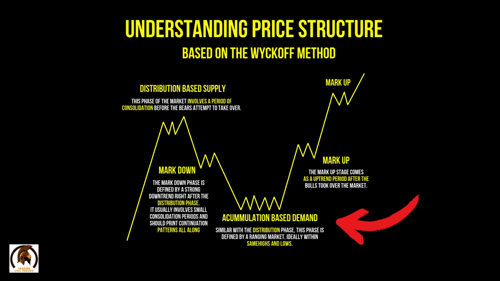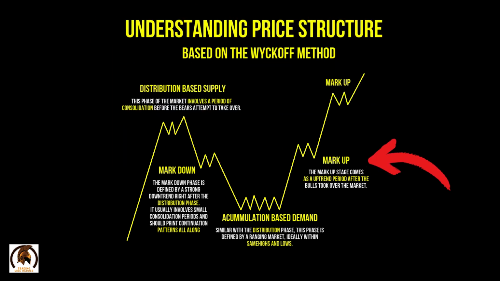Demand gradually builds up, often with higher lows forming over time. Volume increases during upswings, indicating quiet accumulation. This phase can take time, but it's where opportunities are born. Key takeaway: look for clues like increased buying volume or breakouts above the range. These are signs that the accumulation phase is transitioning into a bull market.